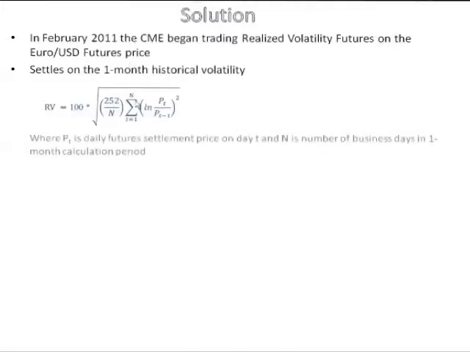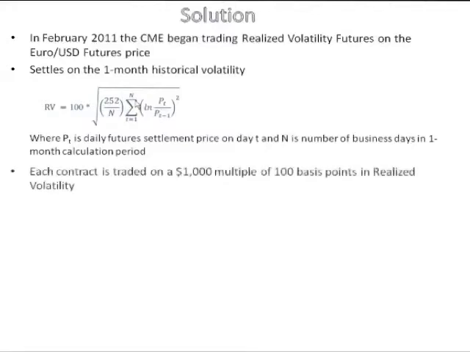Each contract is traded on a $1,000 multiple of 100 basis points in realized volatility. This is a really nice feature of this contract. It makes it very friendly to the end user. If I have any questions about what the contract is, let's just say that there's 19% volatility that's realized over that period. That's 19%, that's 1900 basis points, and you times it by $1,000, it's $19,000 per contract.